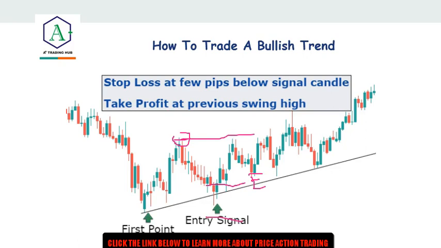Once price comes and tests the trend line again, you can keep adding to your positions and make sure you are reducing your risks. Also, you are managing your trade properly. Like here we had a candlestick formation on the trend line, then price rallied. You wait for price to approach your trend line. You look out for rejections or bullish candlestick formations, then you take your buy entry, place your stop loss a few pips away from the signal candle, then take profit at the previous swing high. So that is how you trade the bullish trend.